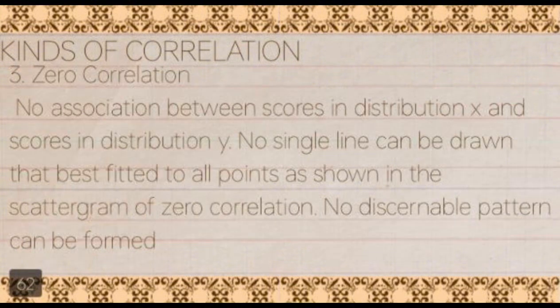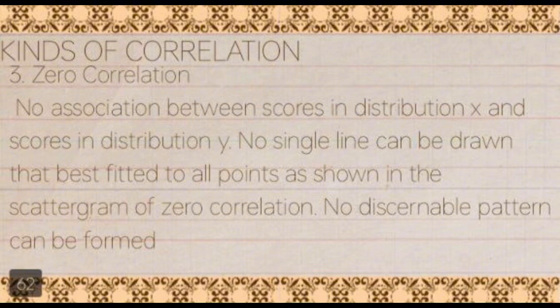The last one is zero correlation. There is no association between scores in distribution X and scores in distribution Y. No single line can be drawn that best fits all points, as shown in the scattergram of zero correlation. No discernible pattern can be formed. So here, zero correlation means that there is no relation between the two sets of scores.